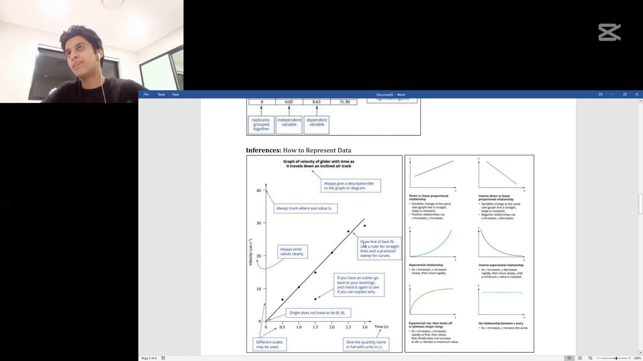Finally, draw a line of best fit. Use a ruler for straight lines and a practice sweep for curves. Okay, lines of best fit. Let's look at the 6 key lines of best fit.